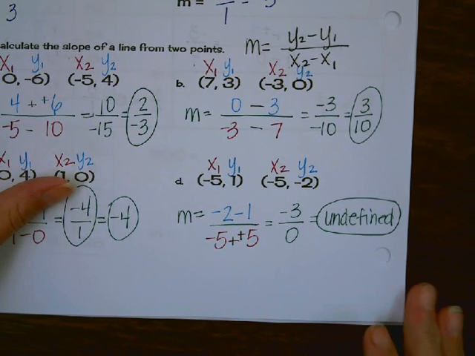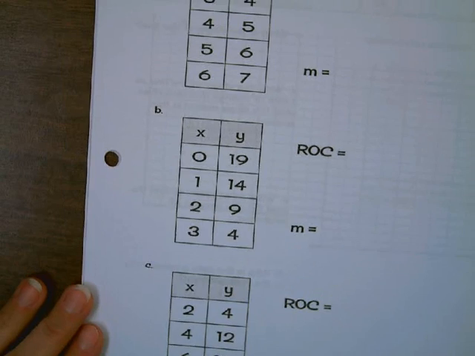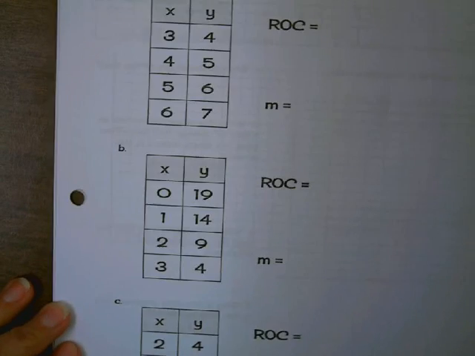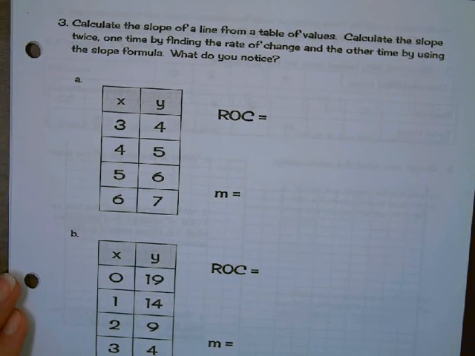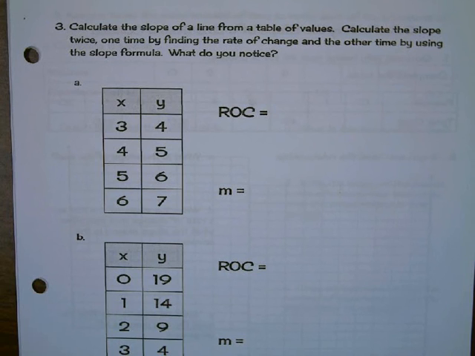All right, let's flip over to the next page. All right, so now what we're going to be doing is focusing on finding that rate of change and that slope from a table. So we've done rate of change on tables a lot in that first part of that unit. So that should be pretty easy for you. But what we're going to do is focus on using that slope formula that we just learned in order to find that from a table as well.